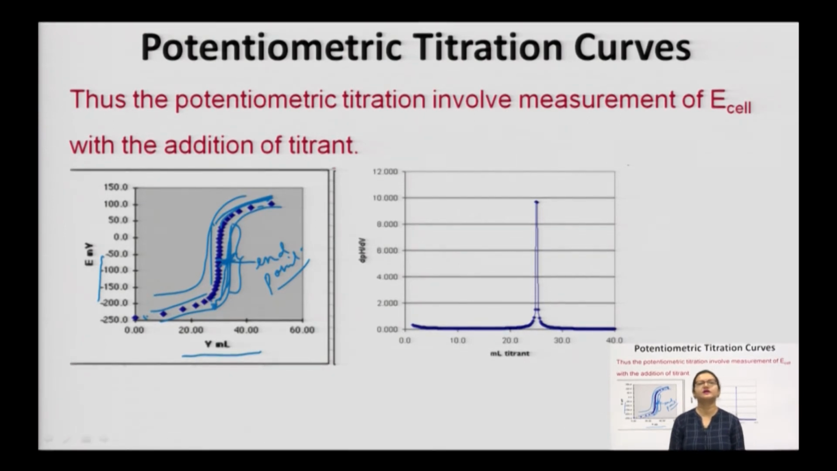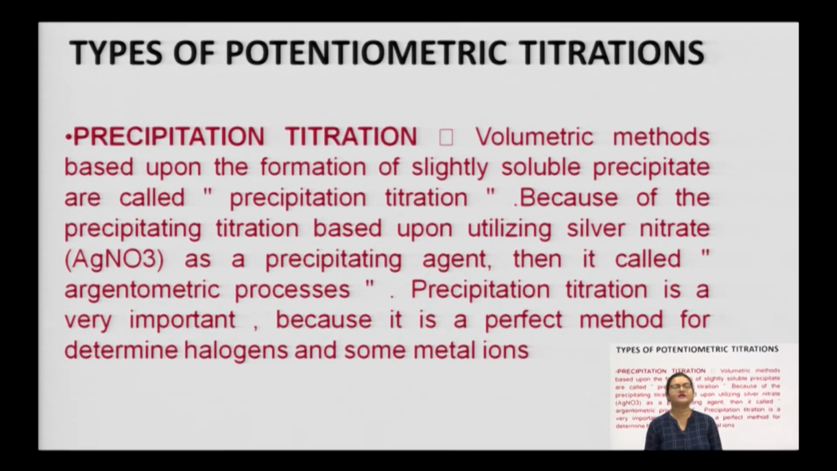The potentiometric titration involves the measurement of E cell with the addition of titrant. This is our E cell, E cell meaning the electrode potential of the cell which is being measured, and this is the volume of titrant which is being added from the burette. What are the types of titration which are covered in potentiometric titration? It is widely applicable to all types of titration.